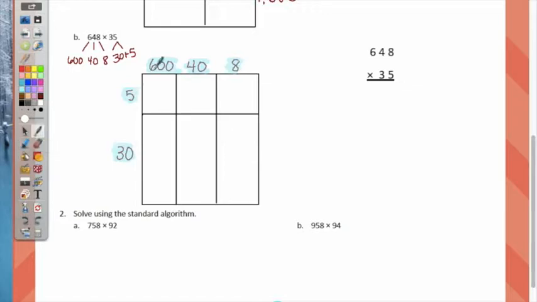So 6 times 5, 30. How many zeros do I add? 5 times 4, 20. Add a zero, 200. Good. 5 times 8. Now I'm going to move my 3,000 up a little bit because I need to add.